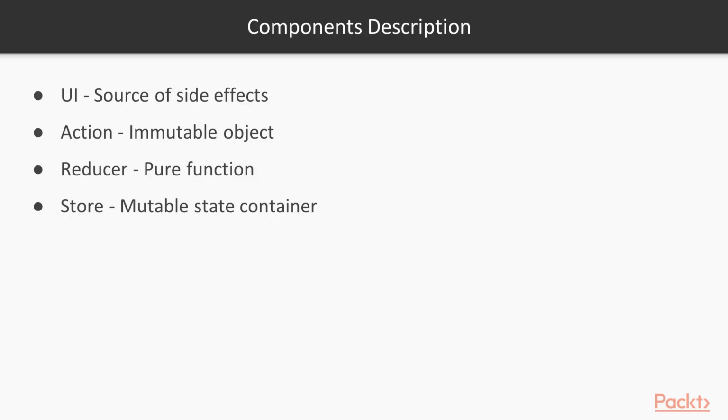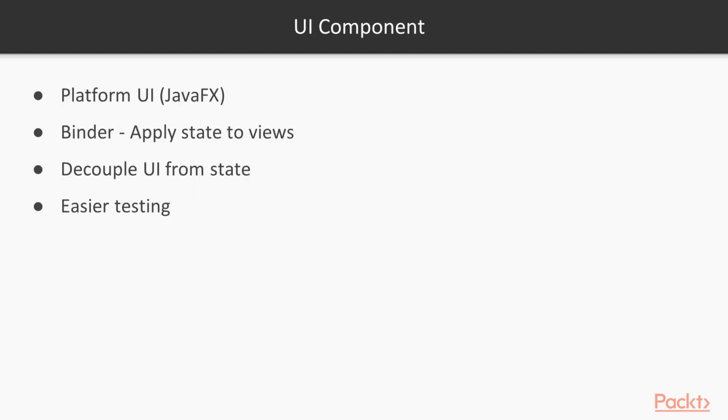The components of this application consist of two types. One type is fully functional, like the action, which is an immutable object, or the reducer, which is a pure function, and the other components, such as the UI and the store, are mutable and contain side effects. And it is pretty important to separate these two types of components, so developers will know how to interact with them.